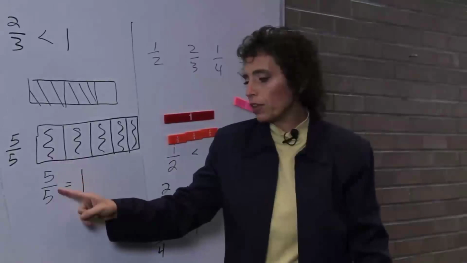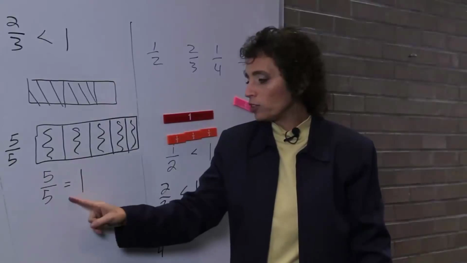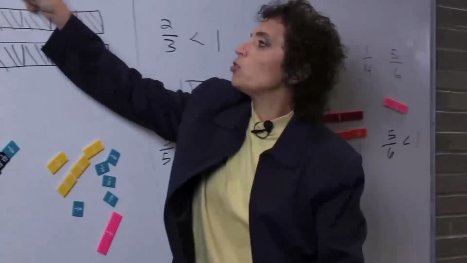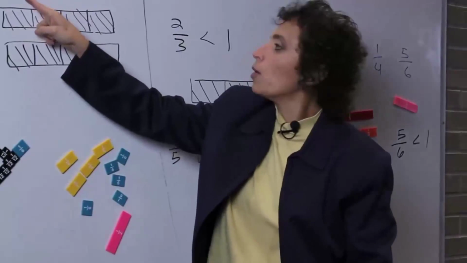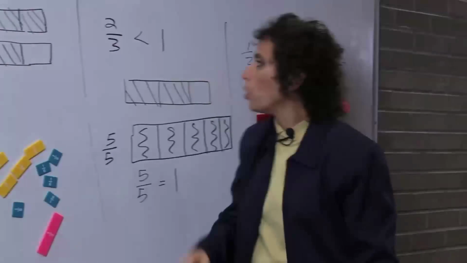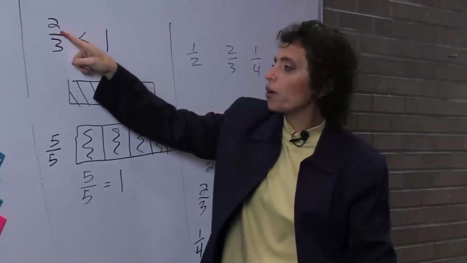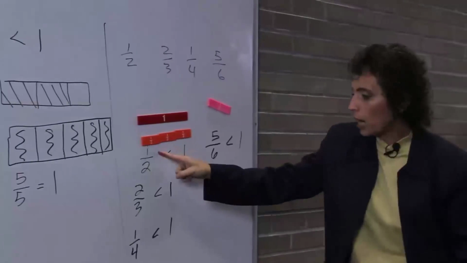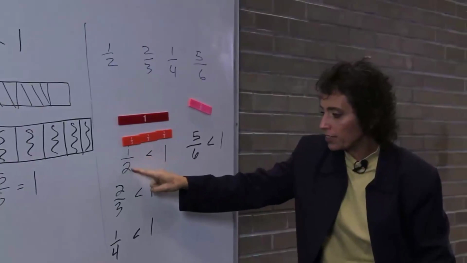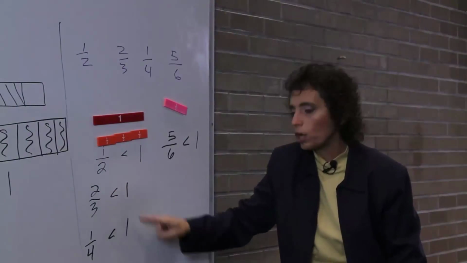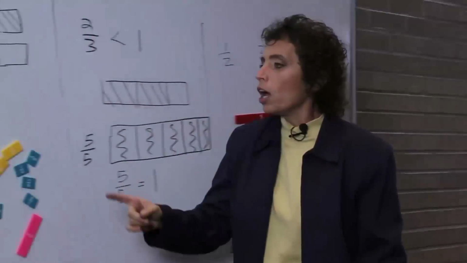When the top number and the bottom number are equal, that's when they will be equal to 1. When the top number is bigger than the bottom number, that's when it's greater than 1. And when the top number, which is the numerator, is less than the denominator, that's when it's less than 1. Numerator less than denominator, less than 1. So that's how you know.